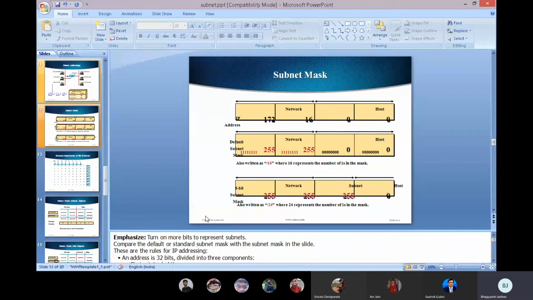Now you can see this one example also, subnet mask. The first part is 172.16. This is the network part, and 00 we mentioned for the host part. Suppose 00 is there, then it is also written as /16, where 16 represents the number of ones in the mask. 255.255.0.0. This is a subnet mask.